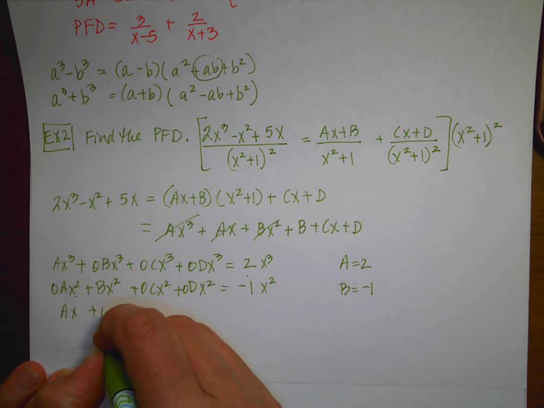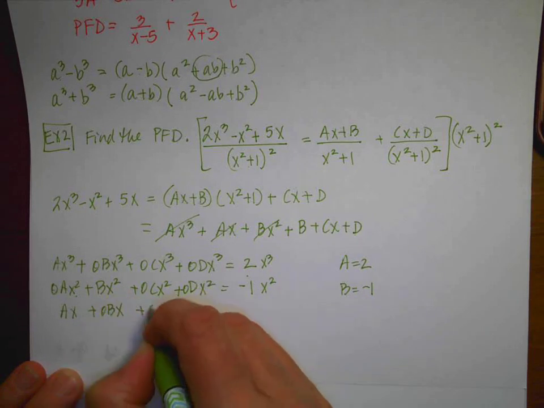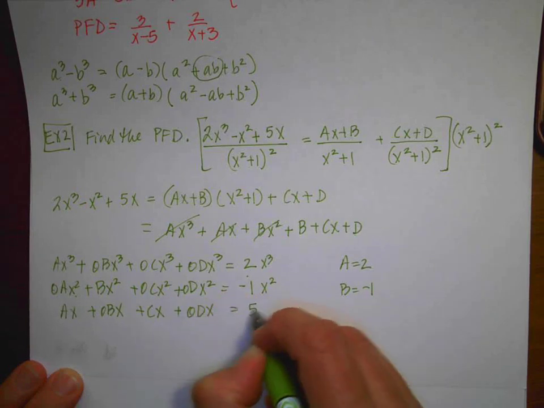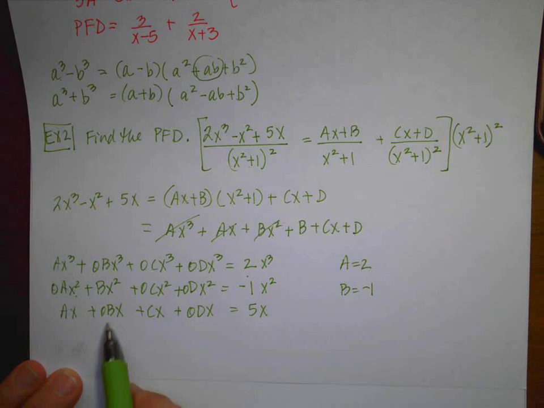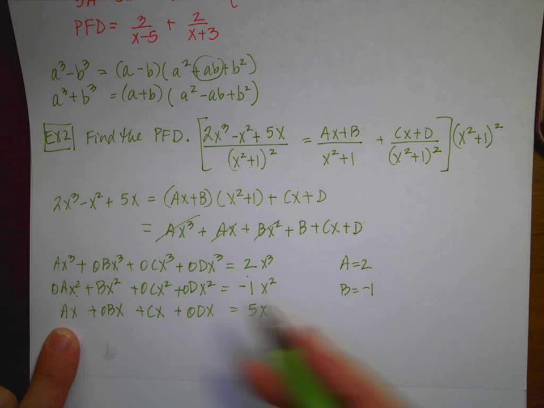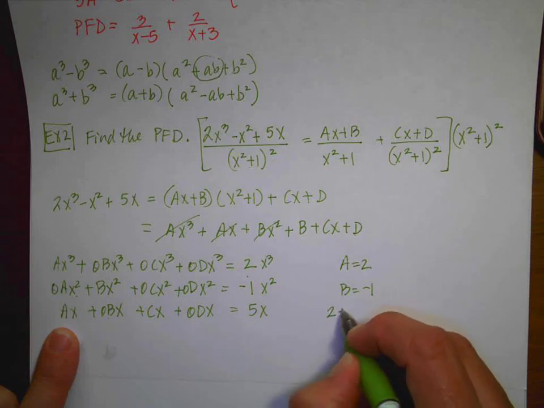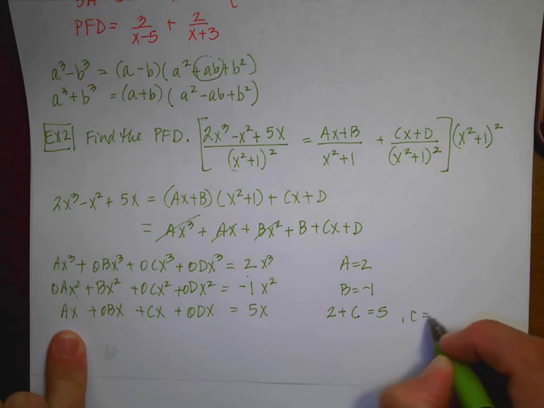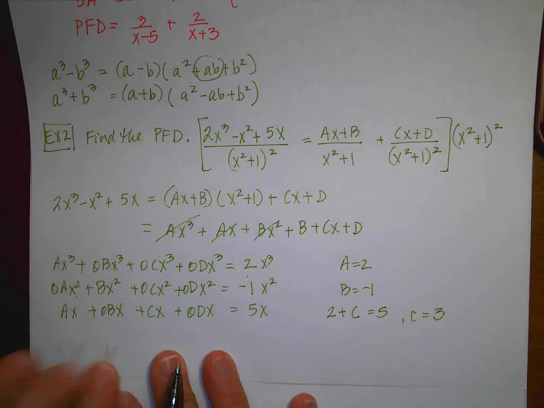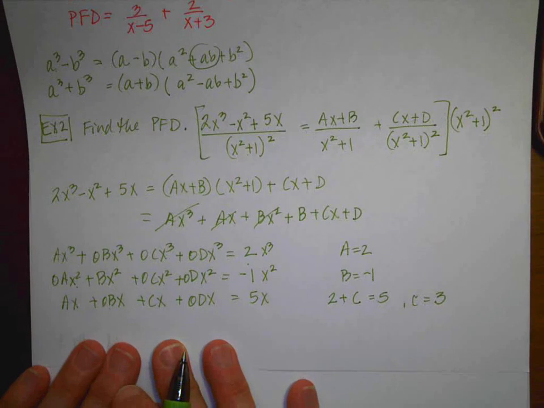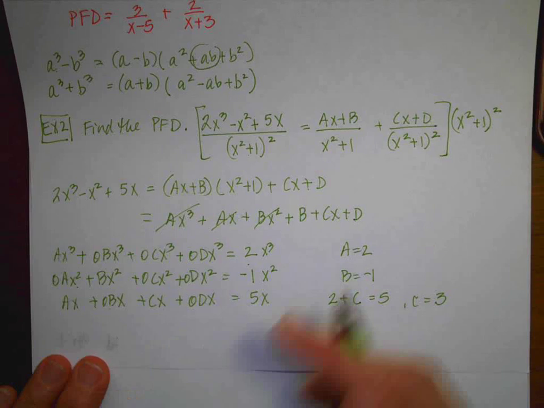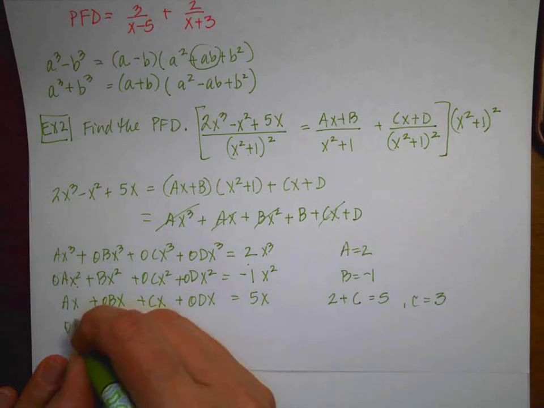Okay. And then now we did cubed, squared, so now let's do linear. I have ax, did that one. No bx. I have a cx, 0 dx, and it's going to equal 5x. Well, I have no b and no d, and I know a, right? So I could say 2 plus c is equal to 5, and so I would get that c is equal to 3. So sometimes if you just look at the math that you're writing down, it's like, oh, wow, I can do that math.